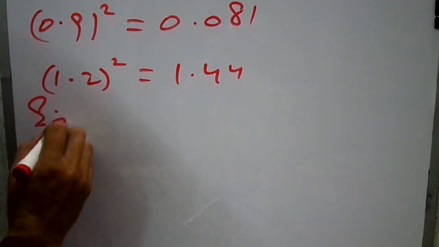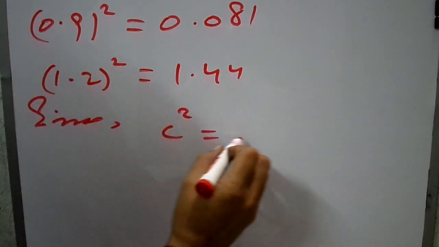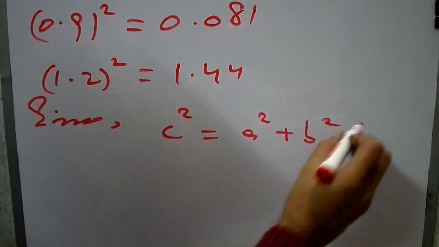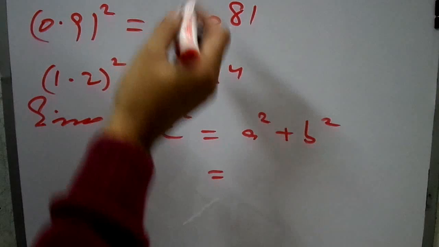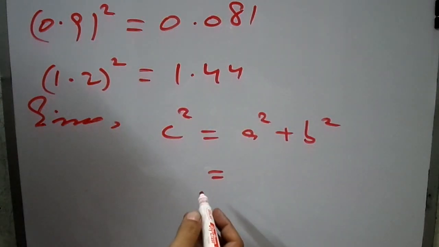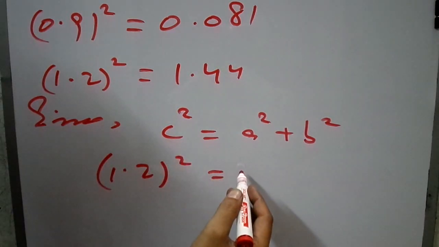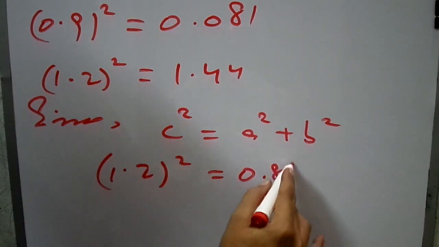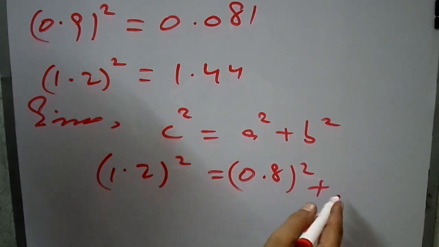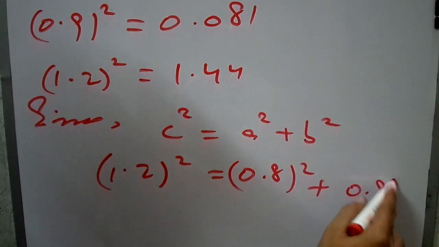Since by Pythagoras theorem c square is equal to a square plus b square, you have to put the values in such a way that the left hand side must be equal to the right hand side. So I take the higher value, that is 1.2 whole square, at the left hand side, and on the right hand side 0.8 whole square, and the possibility is 0.9.